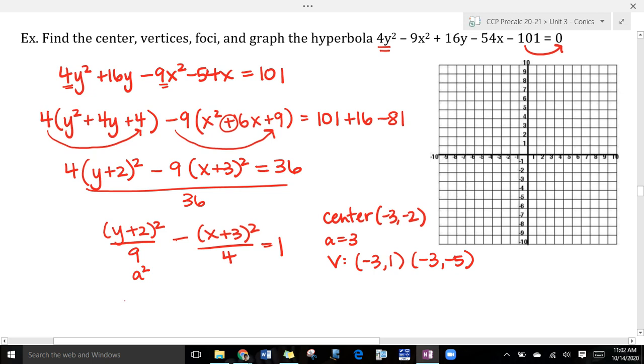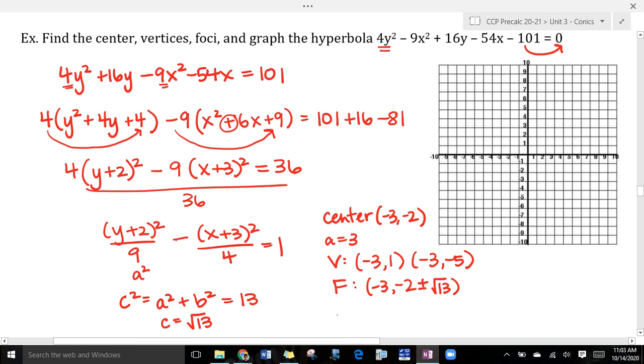Foci, let's go ahead and find c. So c squared equals a squared plus b squared. So I'm adding my denominators together, which is 13. So c is going to be the square root of 13. And again, I'm following that y direction. So my foci will be -3 and then -2 plus or minus square root 13. So that c has just gone with the y value to move the foci up and down.